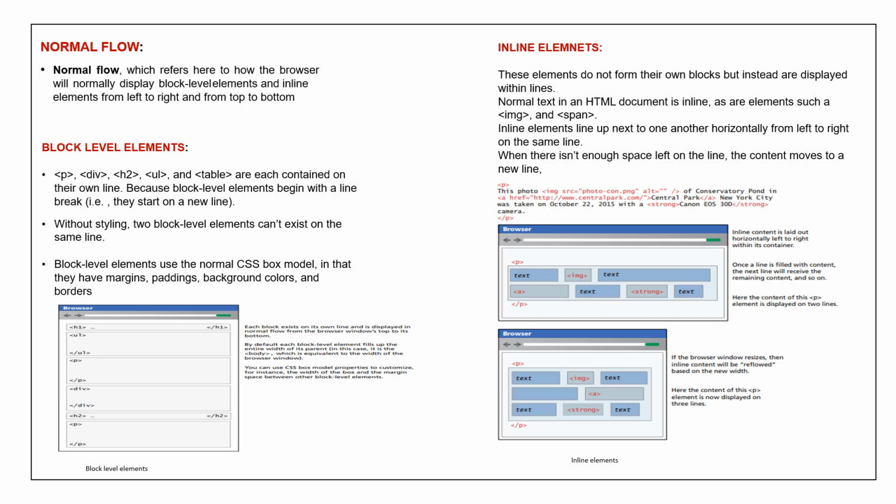Block level elements. Tag P, which defines the paragraph. Tag division, div, which defines a division or a section in an HTML document. Tag H2 marks the first subheading after your document's main heading. Tag UL defines an unordered list. Tag table defines an HTML table.